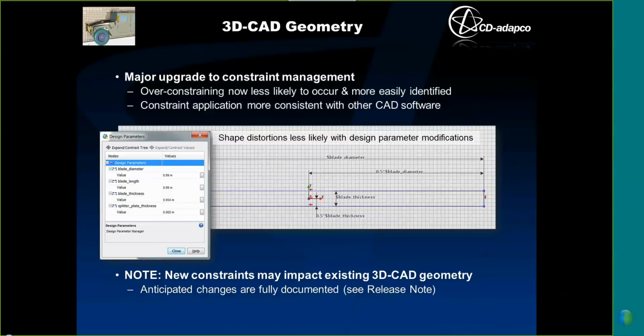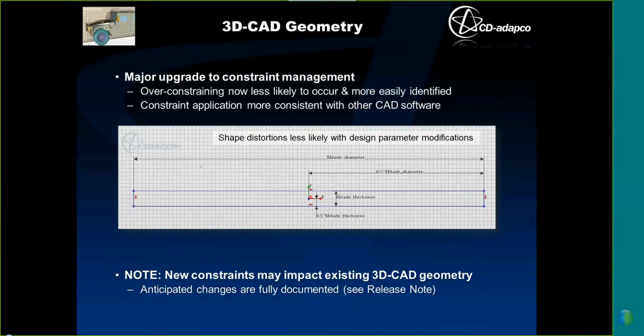Another part of 3D CAD that we've changed is our Sketch Constraint Manager. So we acquired a new Sketch Constraint Manager to bring us more in line with what you might expect out of a CAD package. The idea is that we want over-constraining to now be less likely and more easily identified from changing design parameters. And we also want shape distortions to be less likely by changing these different design parameters.